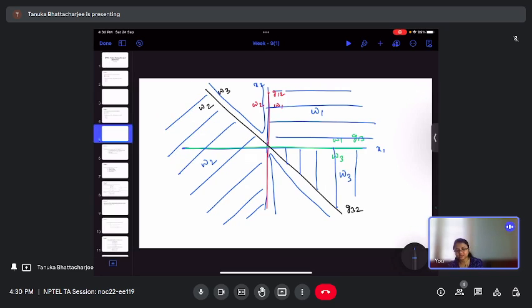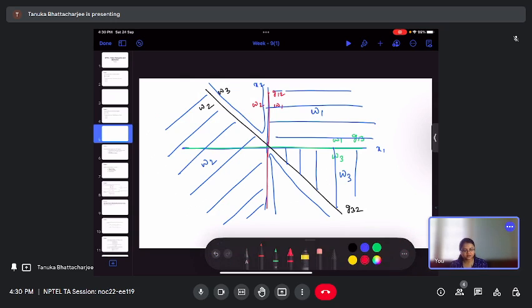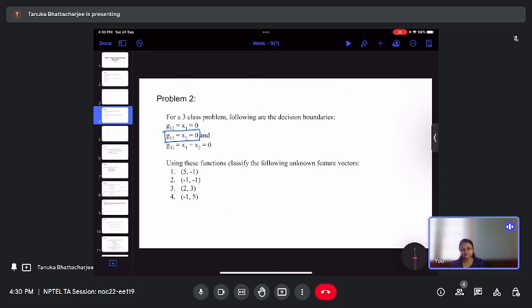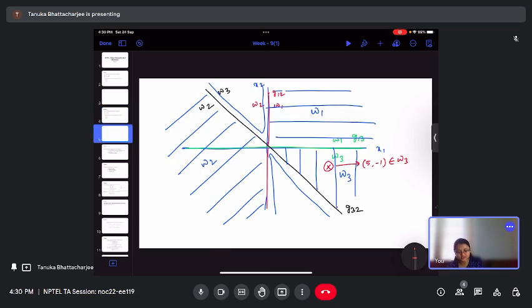Now, if you try to classify the same points, let us say 5 minus 1. The point 5 minus 1 will be somewhere here. As you can see, this point will belong to class omega 3. Next is minus 1 minus 1. That will be somewhere here, and as you see, this region belongs to class omega 2. So, this will be an element of class omega 2.